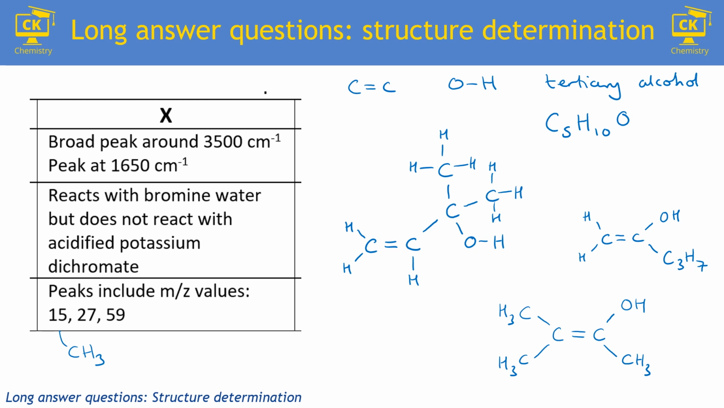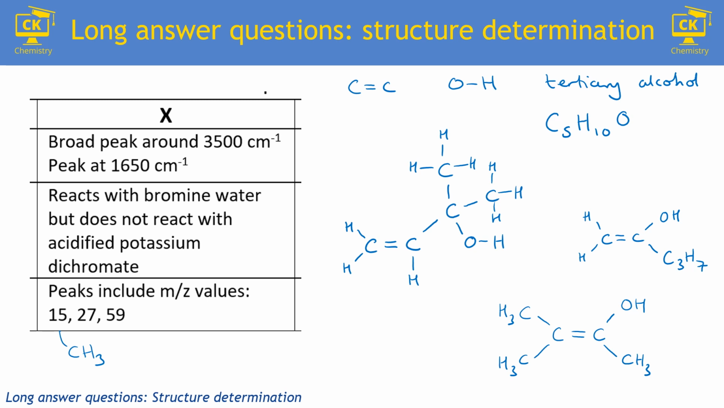Now let's have a look at 27. One little clue is that there are only 3 different atoms here: carbon, hydrogen, oxygen. Carbon is the most common. We could see whether our group contains oxygen.